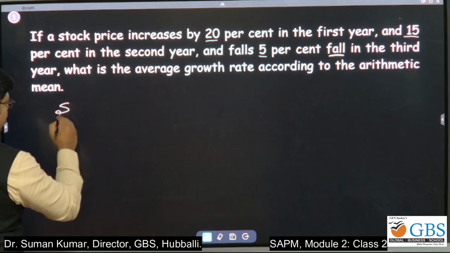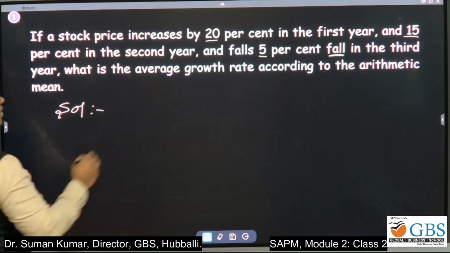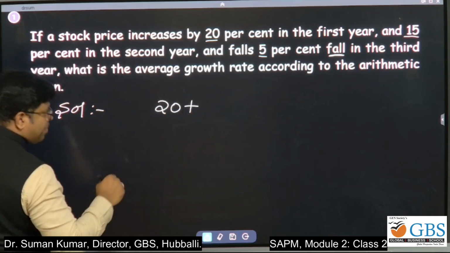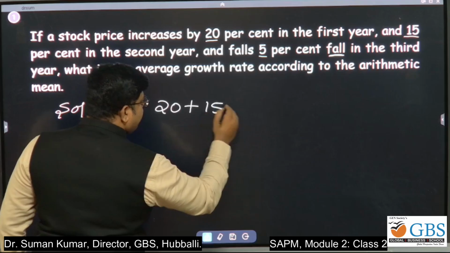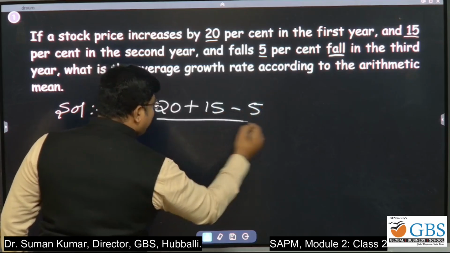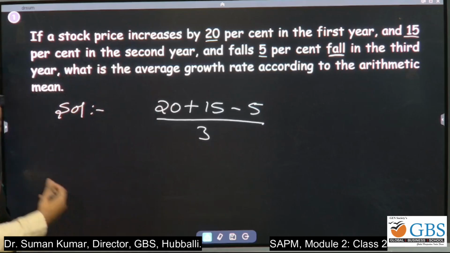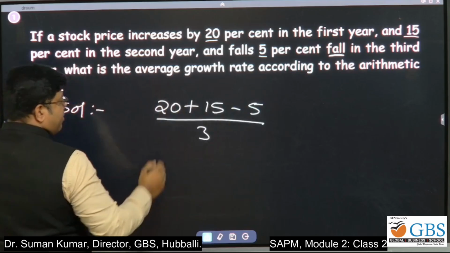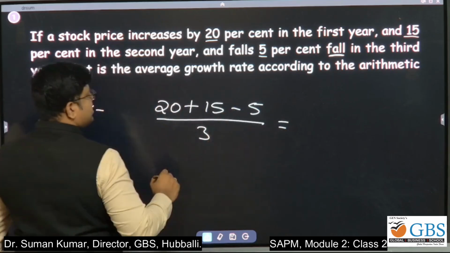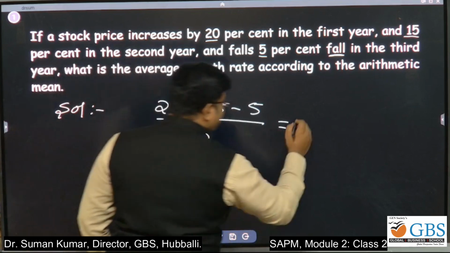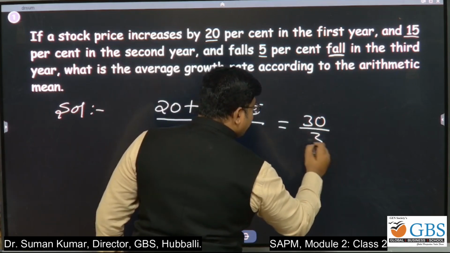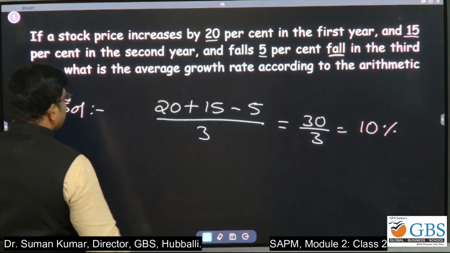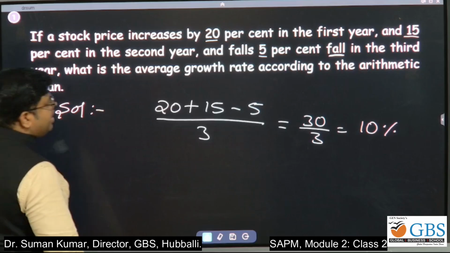Very, very simple solution. The average we have to take is the first year increase of 20% plus 15% minus 5, whole divided by 3. Why 3? Because it's 3 years, it's an average. What is the average growth rate they are asking? Very simple. 35 minus 5 is 30, 30 upon 3, that is 10% average growth rate in arithmetic mean.